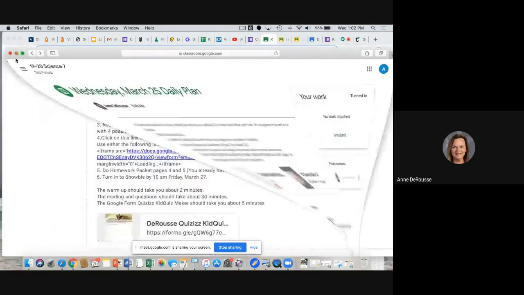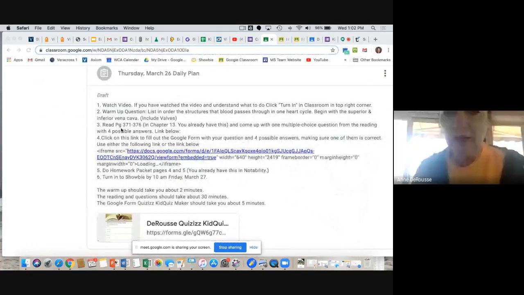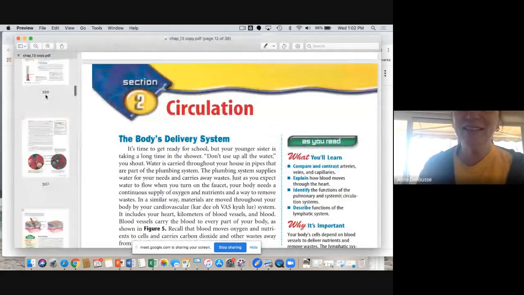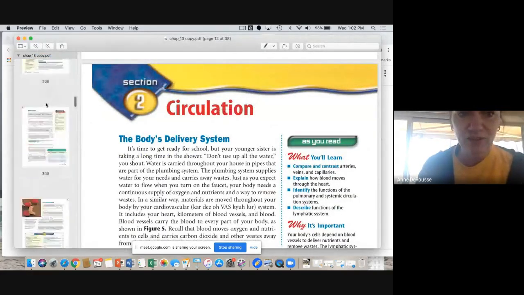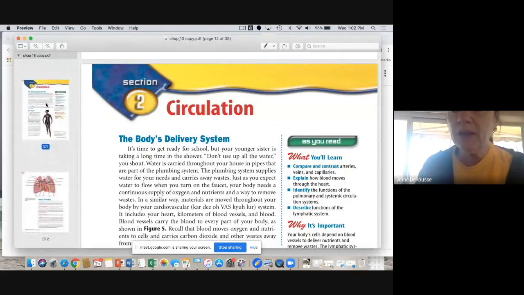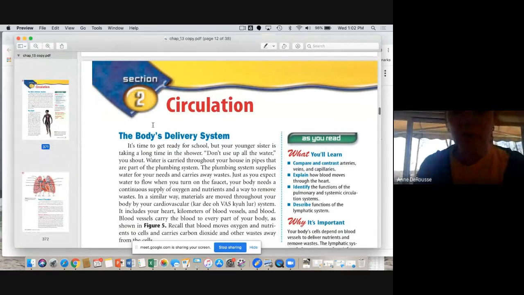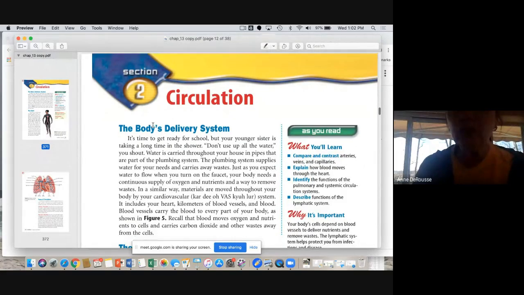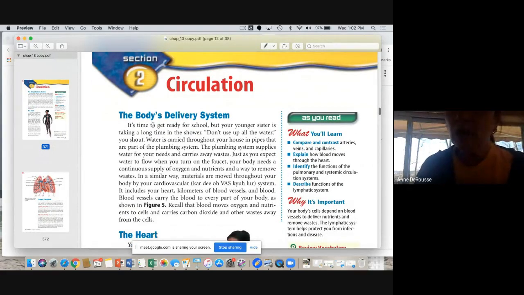All right, so the next thing you're going to do, you're going to read page 371 to 376. It's in chapter 13. You already have this. Daisy said, I don't have this, and she feels kind of left out. It's section 2 on circulation. So section 1 was about blood. Section 2 is about circulation. So how blood is moving through your body.